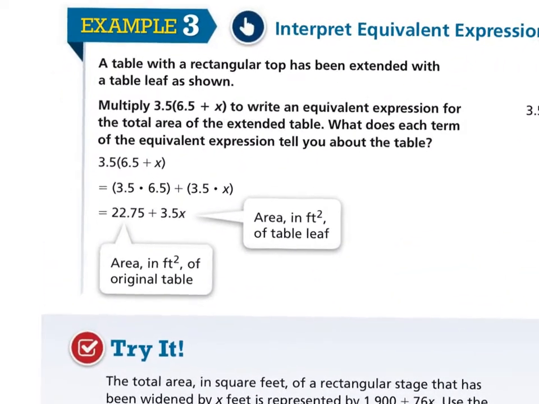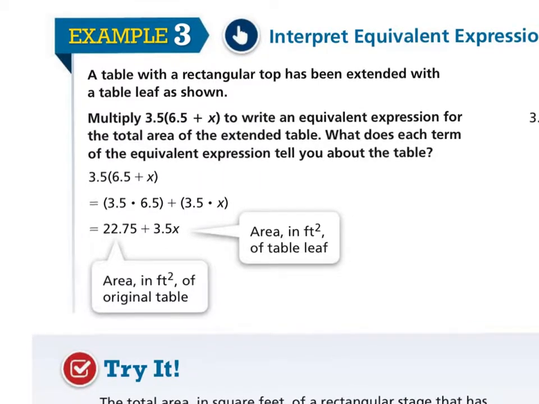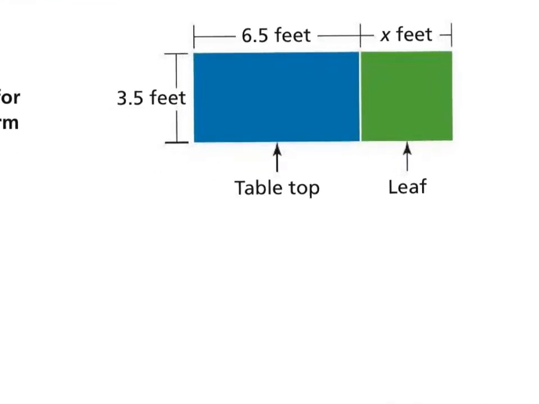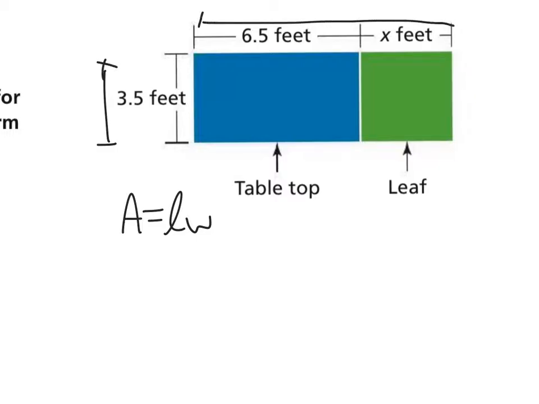Example 3, a table with a rectangular top has been extended with a table leaf as shown. Multiply 3 5/10 times the quantity 6 5/10 plus x to write an equivalent expression for the total area of the extended table. What does each term of the equivalent expression tell you about the table? Okay, so we know the area of a rectangle is length times width. So that's why the book is saying we're going to do the 3 5/10 times 6 5/10 plus x. The 3 5/10 actually is our width technically, and then the other one is our length.